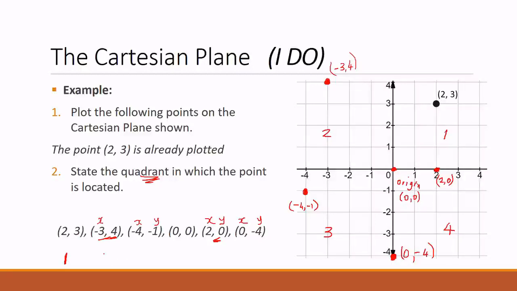I can see the next point, -3, -4, appears in quadrant number 2. -4, -1 appears in quadrant number 3. 0, 0 actually doesn't appear in any quadrant because it's on the line.